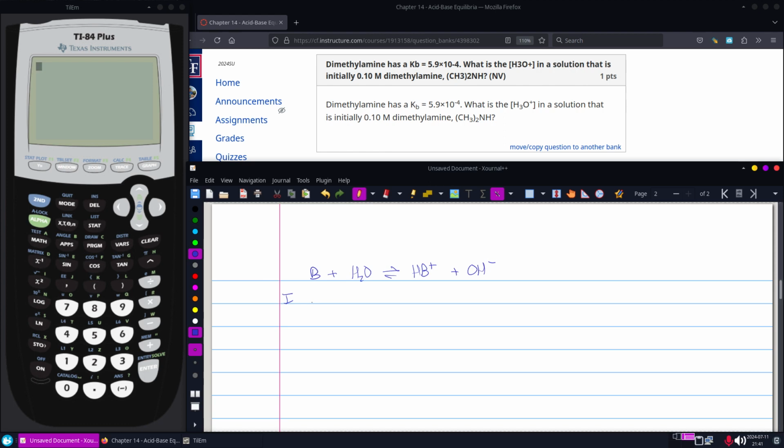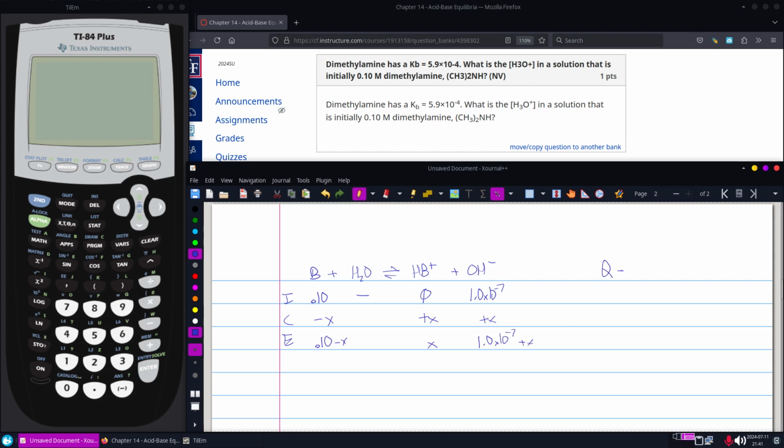I have an initial concentration of 0.1. I never worry about that. I'm assuming this is 0 because it didn't say anything. And I'm assuming this is 1 times 10 to the negative 7th because it doesn't say it's not neutral. So my base is going to drop, the conjugate acid's going up. And at equilibrium, I'm expecting this to be 0.1 minus x. This is x, and this is 1 times 10 to the negative 7th plus x.